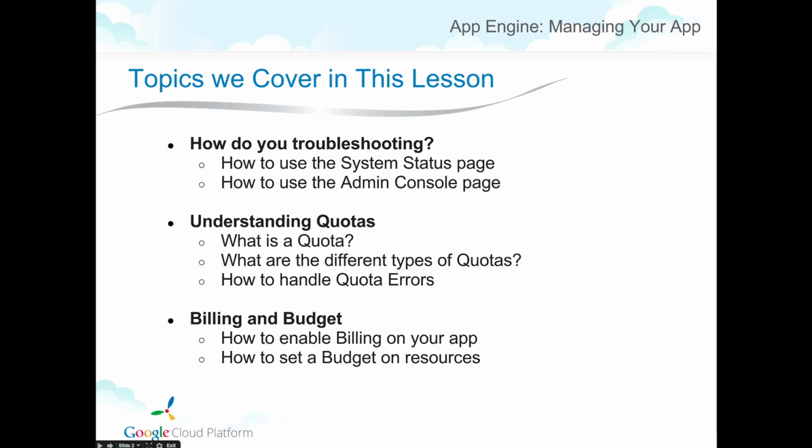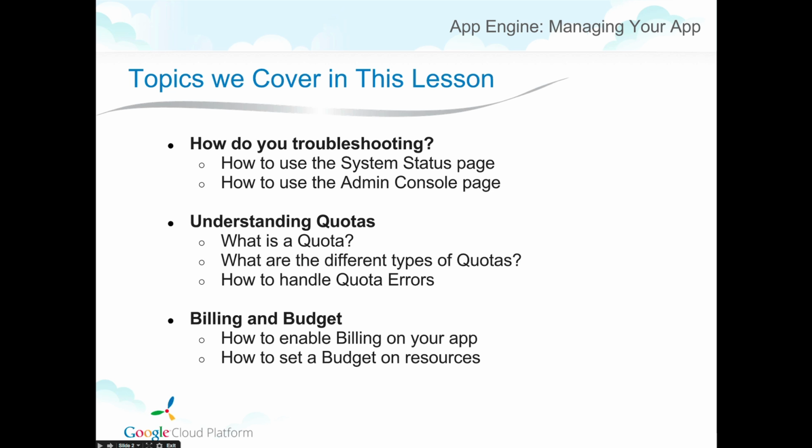With troubleshooting, we'll discuss the system status page and how to use the admin console. There's a lot of information about the quota, how you would set it, how you'd use it. And then lastly, we'll discuss how and why you'd enable billing. And once your billing is enabled, how you'd set the different budgets for your application. We'll also touch a little on how this relates and the differences between a Premier account and a standard online build application.